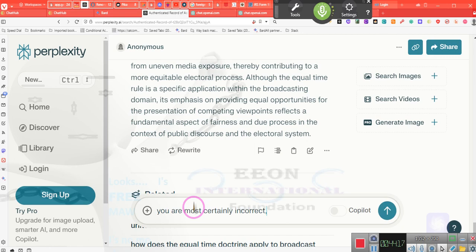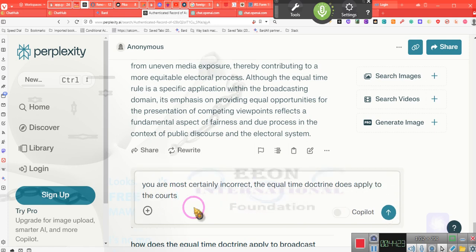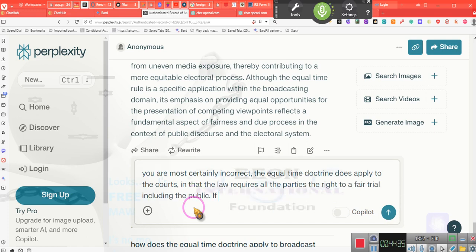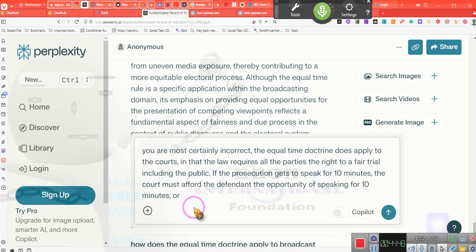The equal time doctrine does apply to the courts, in that the law requires all of the parties the right to a fair trial, including the public, period. If the prosecution gets to speak for 10 minutes, the court must afford the defense the opportunity of speaking for 10 minutes, or there can be a claim of unfairness, which would reflect on the image of the institution known as "The Court."